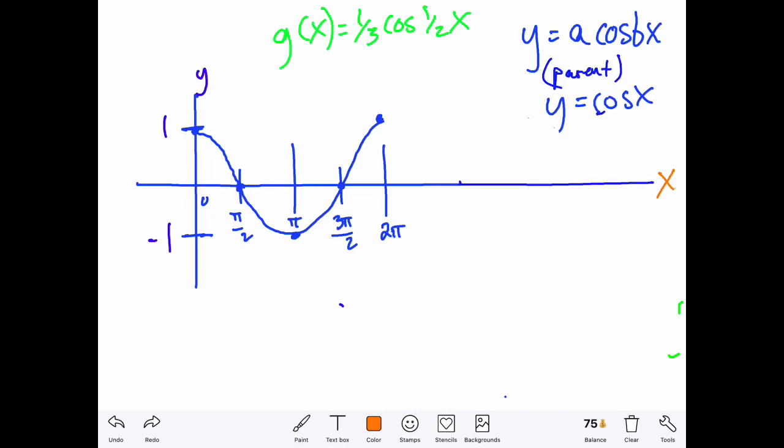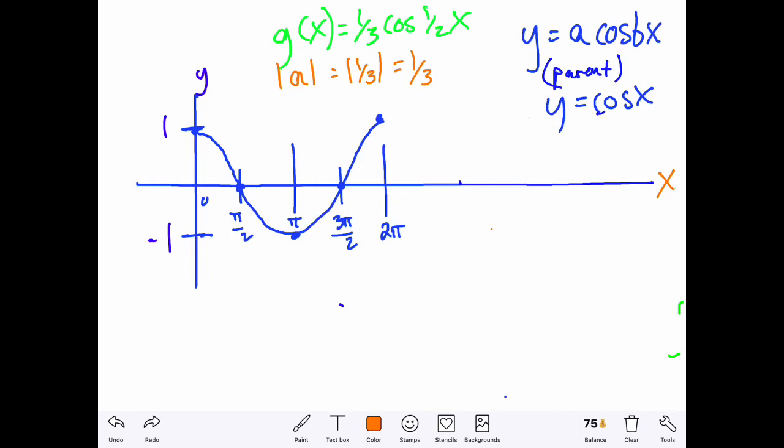Okay, so let's look at it. G of x equals 1/3 times the cosine of 1 half x. And I want to start by identifying a couple things. A, the absolute value of A is my amplitude. And that's going to be the absolute value of 1/3, which is 1/3.